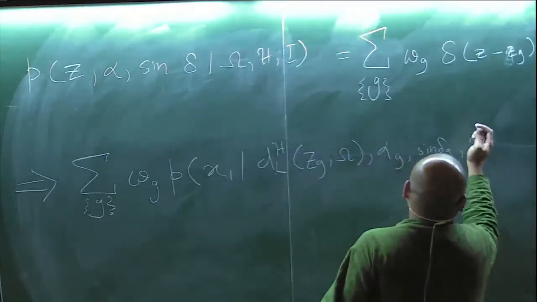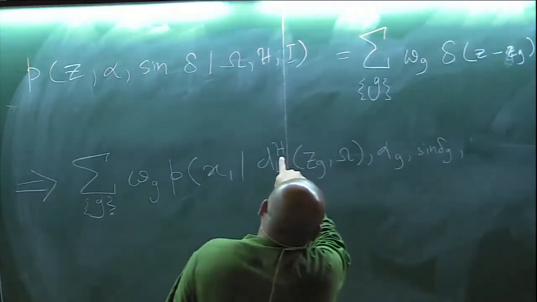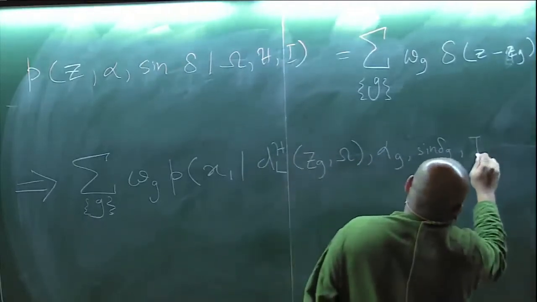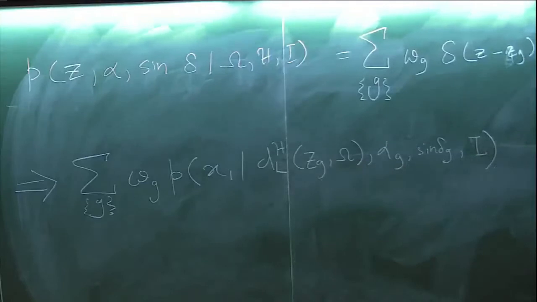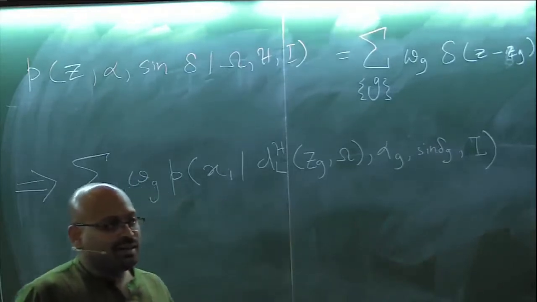which was, I think, the only dependence on H was actually here, so I don't really need to carry along the H. I can only keep the I in this expression. Even here, the only use of H was to give me this redshift distance relation, so I can remove the H from there. Is this expression fine?